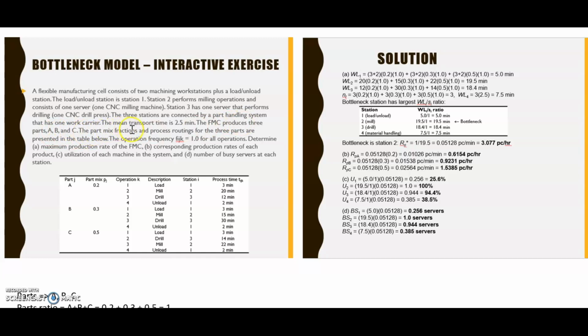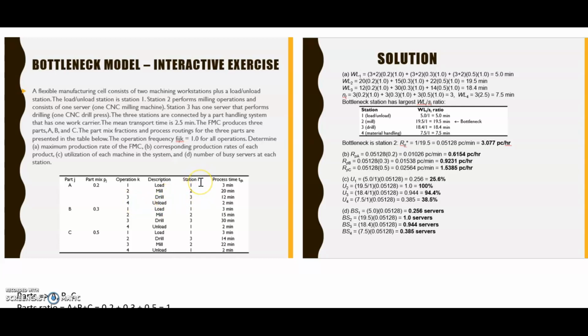The part mix fractions and process routing for the three parts are presented in the table below. The first column is the part label A, B, C. The second column is part mix fraction 0.2, 0.5, 0.3 and 0.5. And this is the sequence of operation 1, 2, 3, 4, repeated for each part, and the description, load, mill, drill, unload.